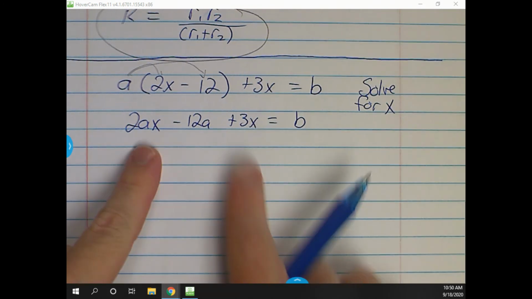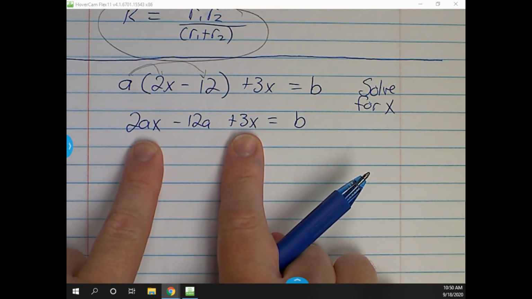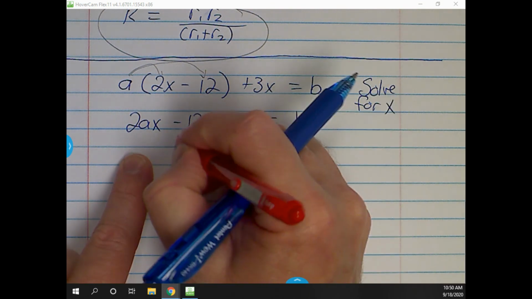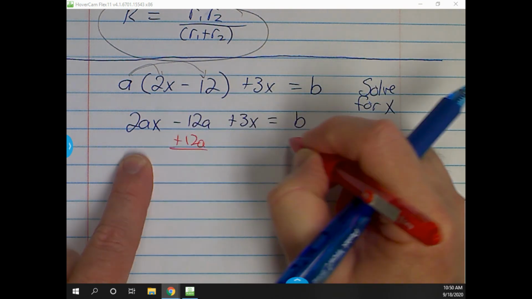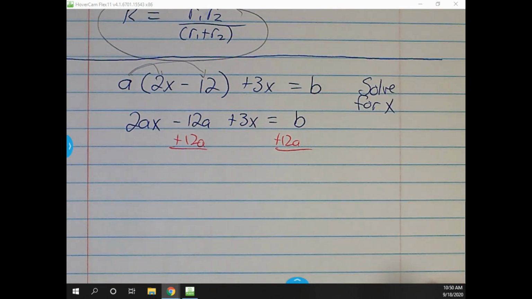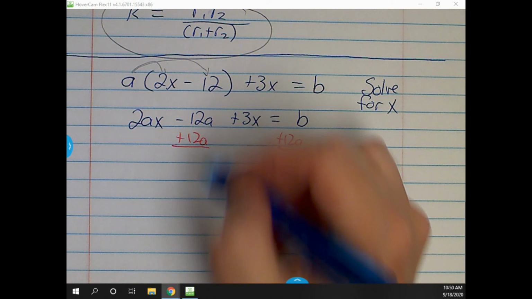Okay, so we've got to get these x's together, which means to do that, we've got to get rid of this 12a. So since it's a minus 12a, to get it over here, we're going to move it over to the other side and we're going to do plus 12a. That way, that'll cancel out.